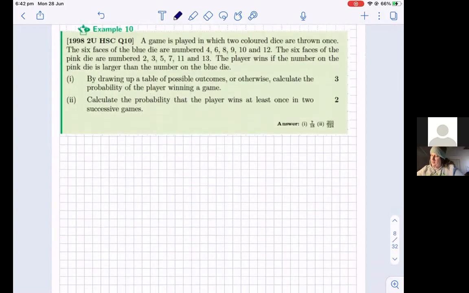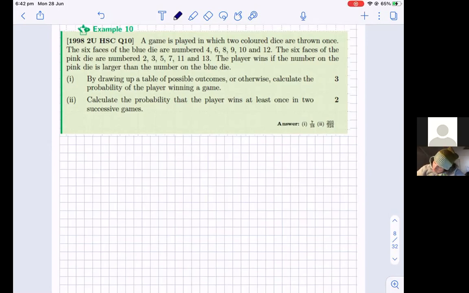Two-unit paper. Probability of winning a game. Okay, so 2 colored dice. The blue dice has 4, 6, 8, 9, 10, 12. The pink dice has 2, 3, 5, 7, 11, and 13. They win if the number on the pink die is larger than the number on the blue die.